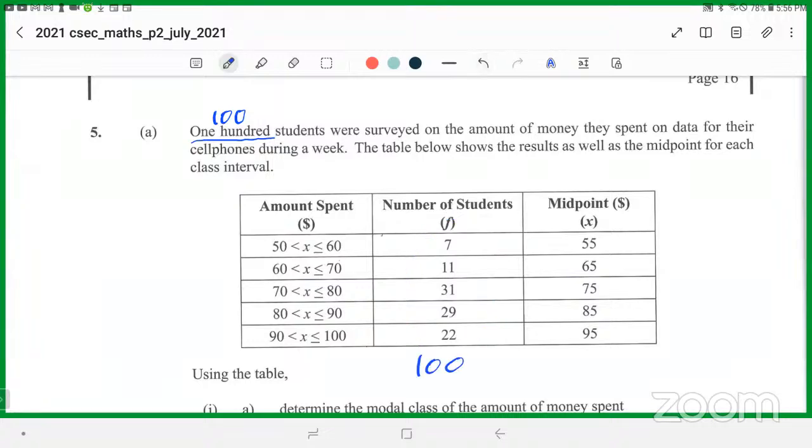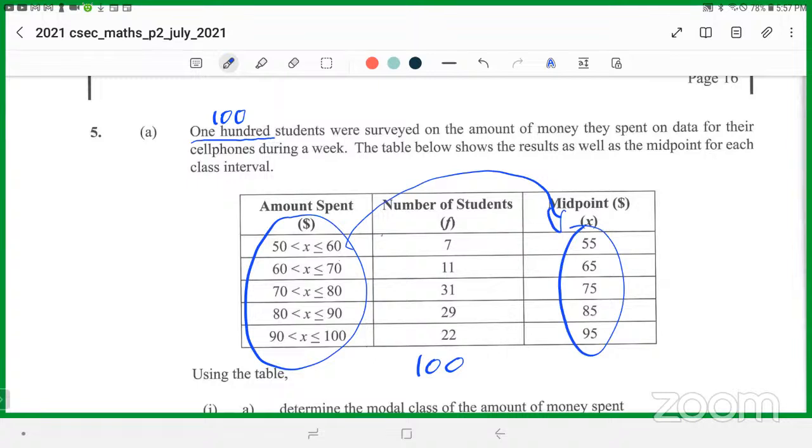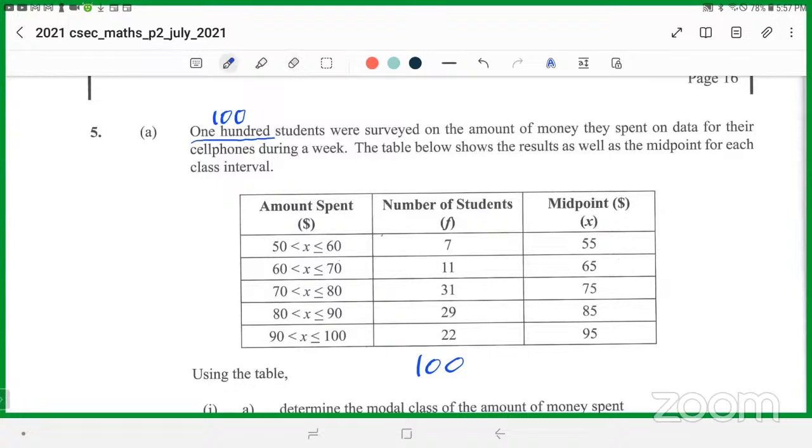They were surveyed on the amount of money they spent on data for their cell phones during a week. The table below shows the results as well as the midpoint for each interval. So they're helping you. They give you the midpoint value. Now remember, when the data is grouped, you can use the midpoint to represent the data, because you don't know the actual amount spent by the students. Because you're saying 7 persons spend between $50 and $60.